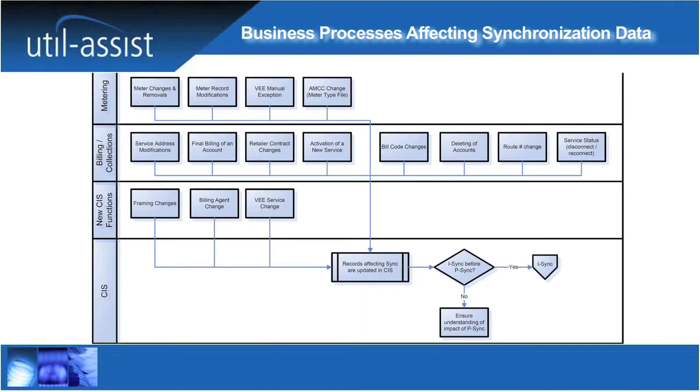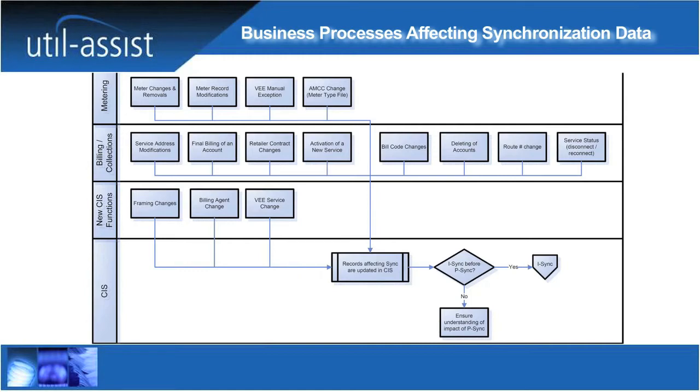AMCC type, once set, I don't think you ever change that for the most part. Census meters are collected by the census system. Billing, collection, service address modification, final billing of accounts. So you're ending an account relationship there. Actually, we've got a new service down in this swim lane. Bill code changes. That isn't actually in the TIS as something that goes in the sync files because bill codes don't. But if you've set your VEE service code to be dependent on a bill rate code, then changing a bill rate code might, in fact, impact your sync data.